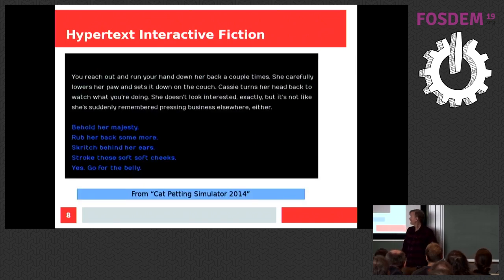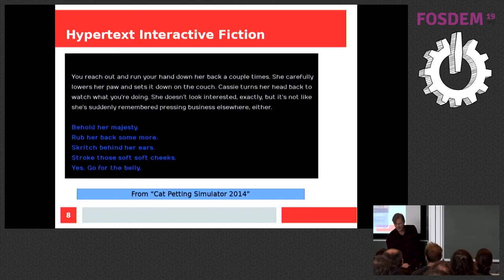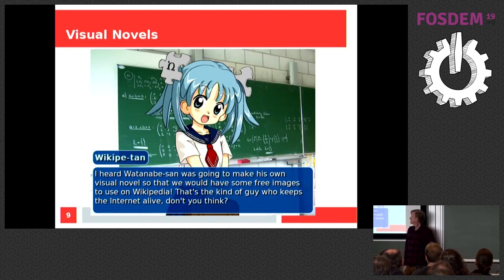Hypertext interactive fiction. This is something that I stole from an IF called Cat Petting Simulator 2014. It gives a situation, and then you choose one of the possible choices with your mouse. And then visual novels. This is the general graphical experience of visual novels. You have a background, the characters are sprites, and then the text is the dialogue that the characters are saying. And you click through that, eventually saying, "Please go out with me, sensei." And then they do. And that's visual novels. OK.